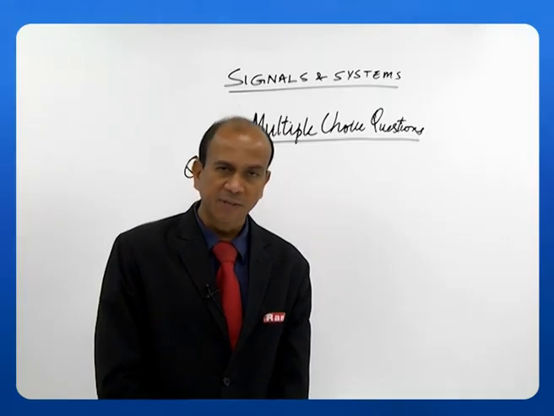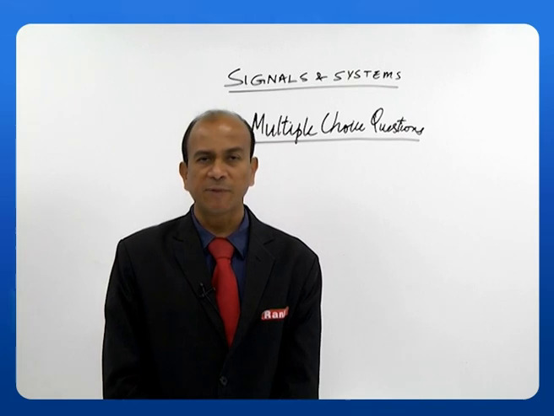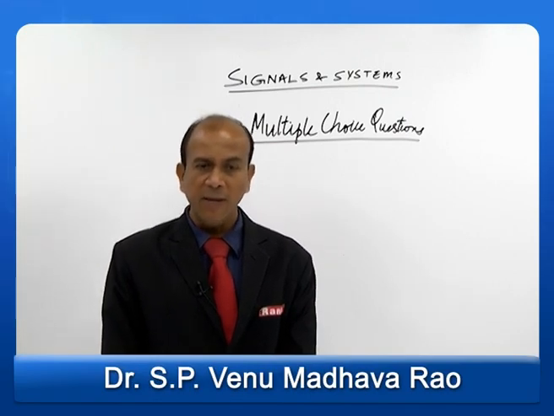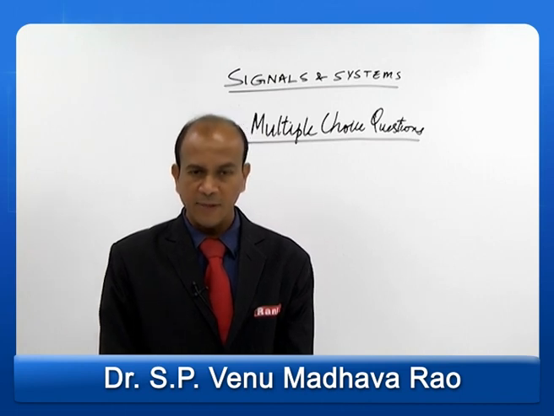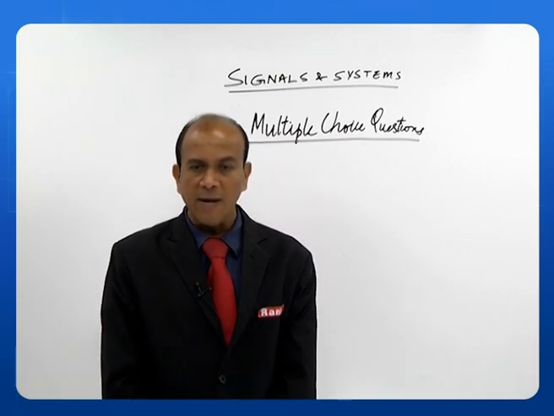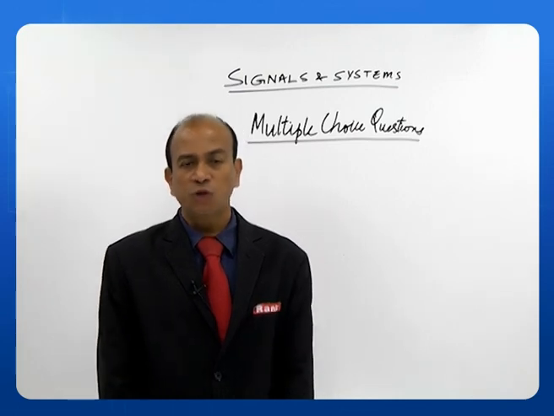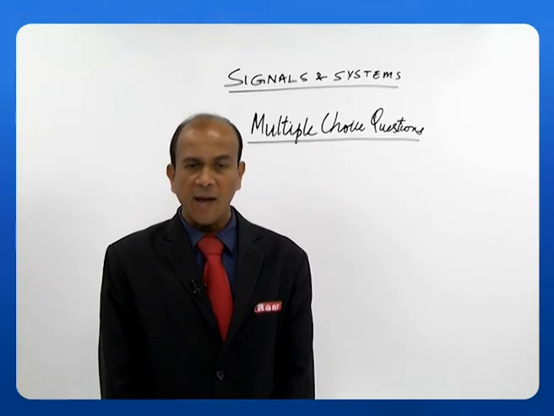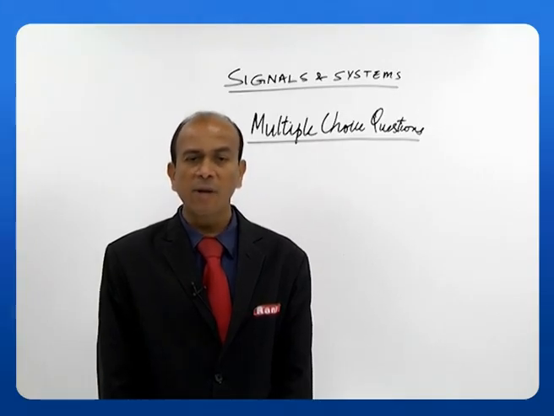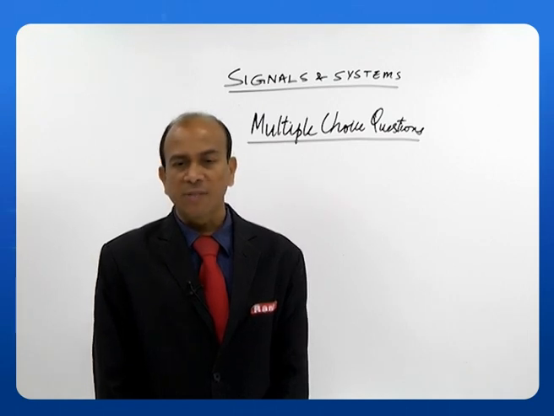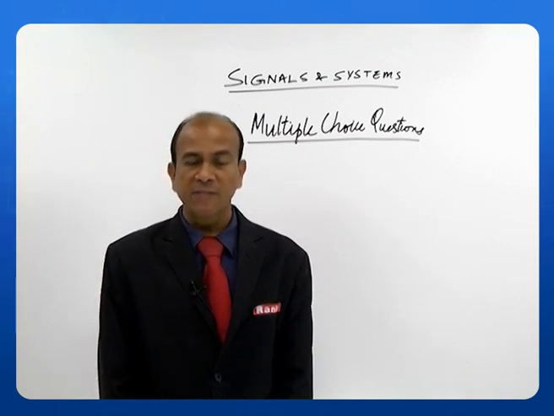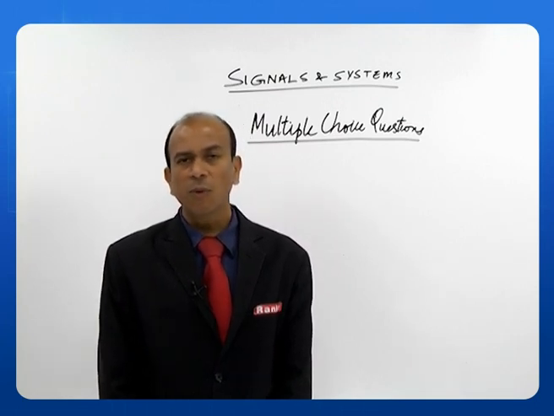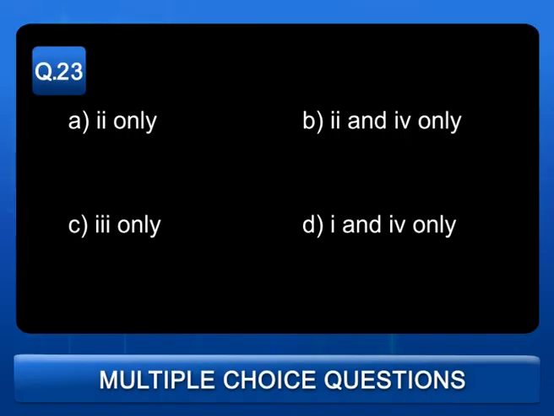Okay, these are the statements which are given, and we have to say which one of them is true. A says only second one is true. B, second and fourth are true. C says only third is true, and D, 1 and 4 are true. So the answer is second and 4 only are true. An LTI system is stable only if the integral of impulse response is finite, that is 2. And if a system's input is unbounded, the output can be bounded. So these are the only two which are correct. So the answer is B.